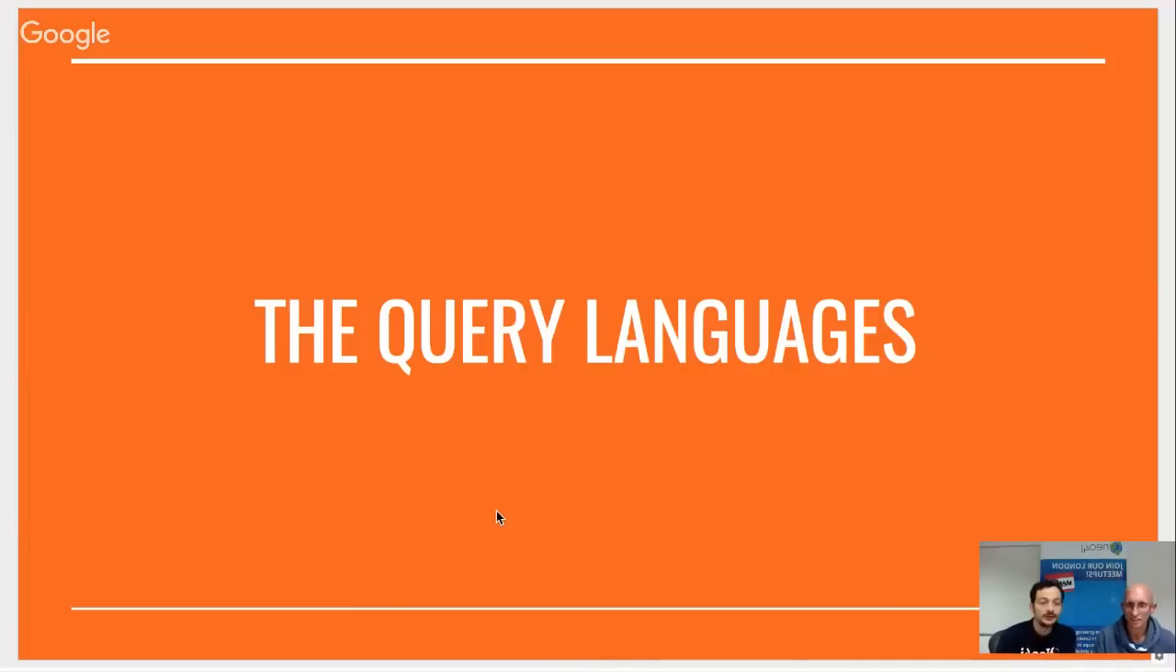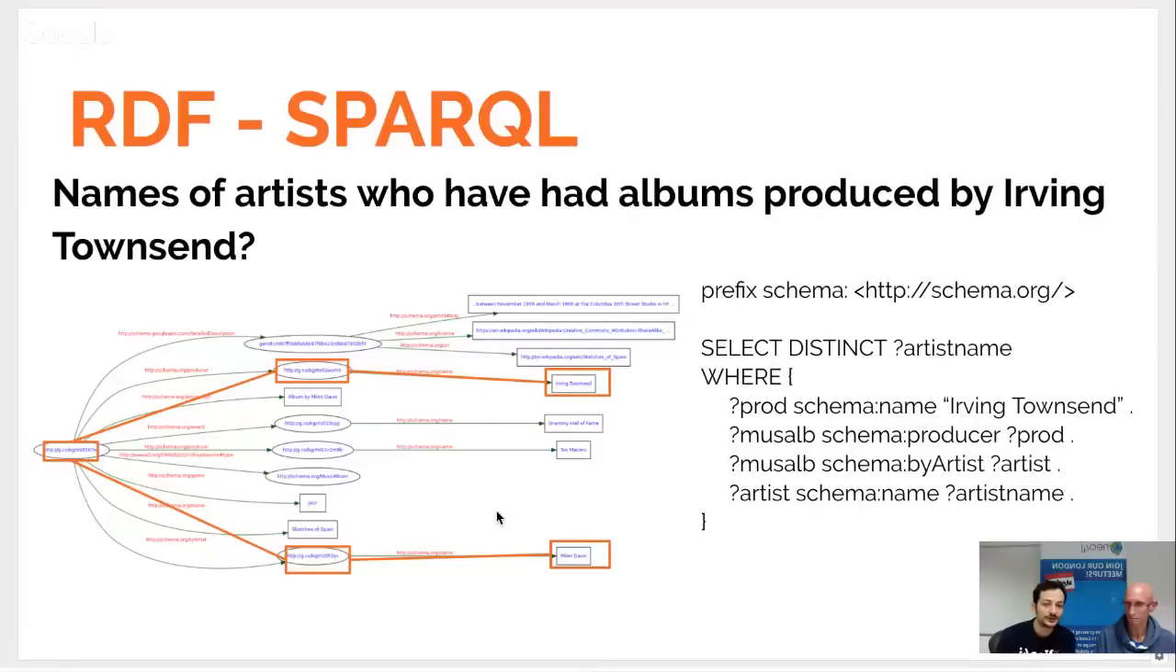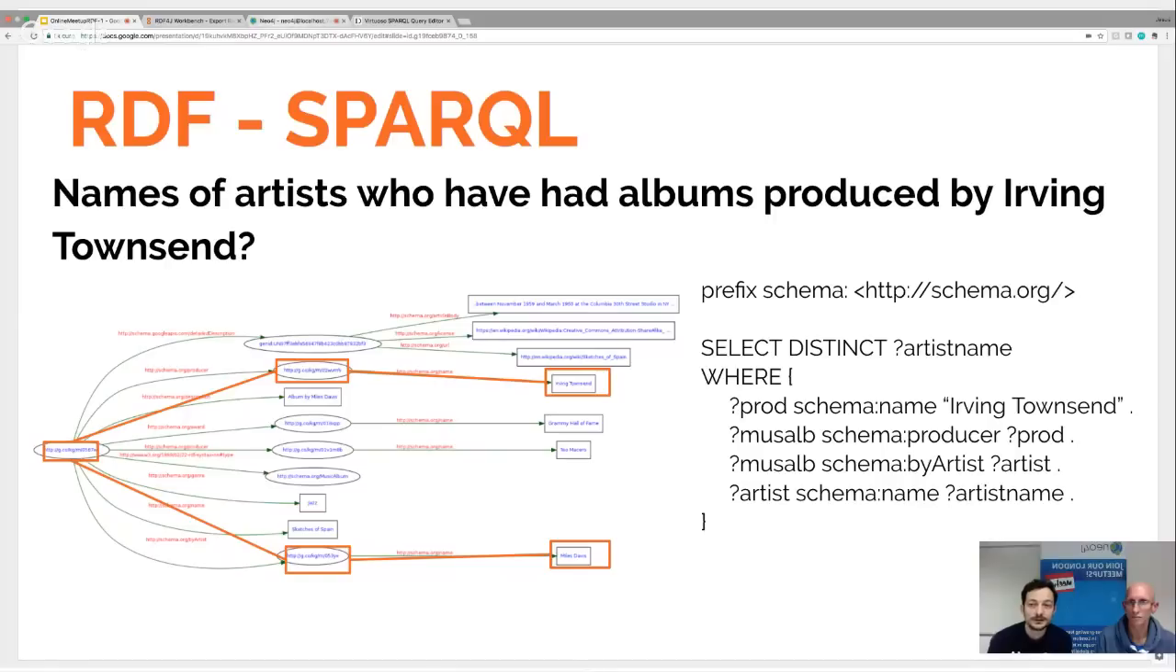Very briefly, because we don't have time, and it's not the objective of today's session to have a proper training on each of the languages. So that's the graph that we were looking at a minute ago, and what you have on the right-hand side is a query. This query returns the names of the artists that have had an album produced by Irving Townsend, right? Let's go to the guide, because we're going to run this query against the property graph that we've just created.